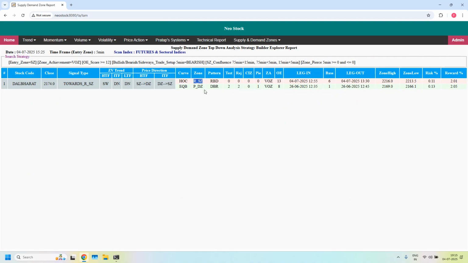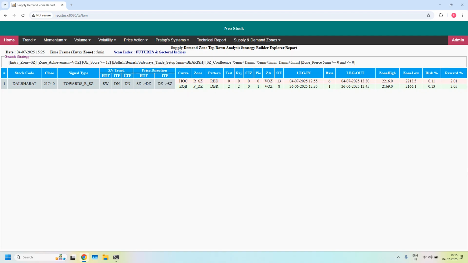So in this stock, this 5 minute supply zone overlapped with 15 minute supply zone. Both together again overlapped with 75 minute supply zone. But 75 minutes trend is sideways. Sideways trend, EMA confluence we don't use. So this is about bearish trade setup for hourly income trade. With this we have completed all the income trade reports.